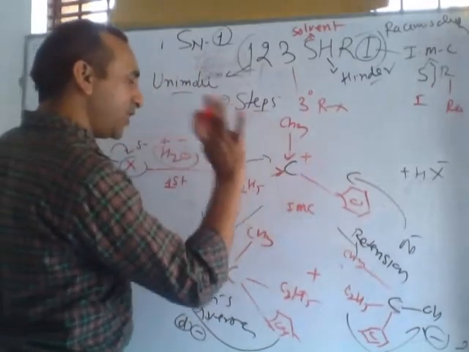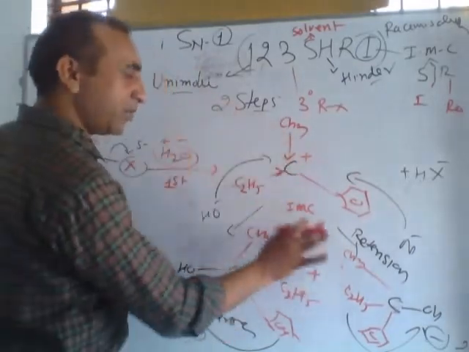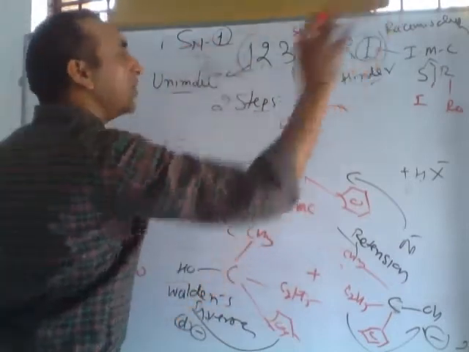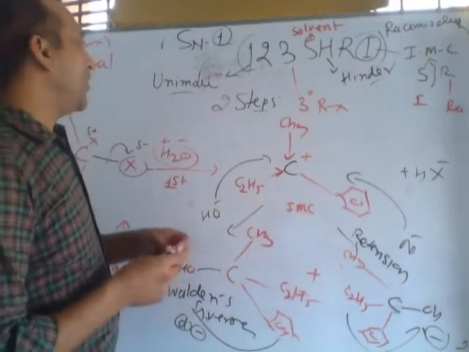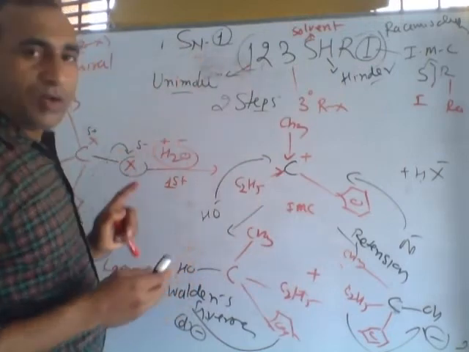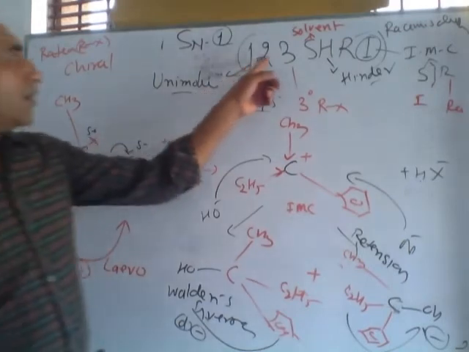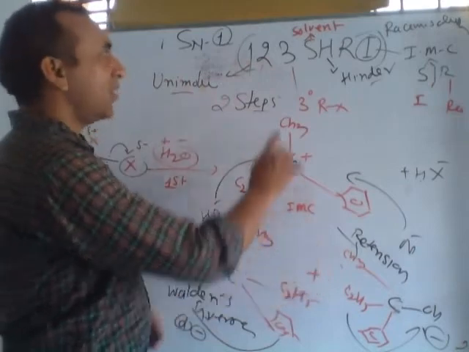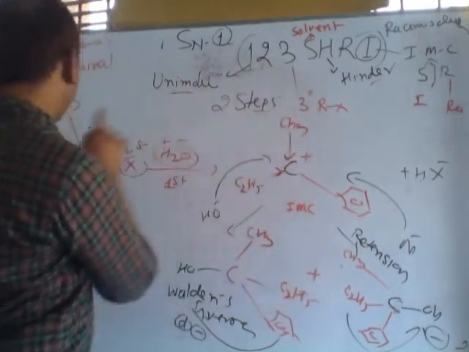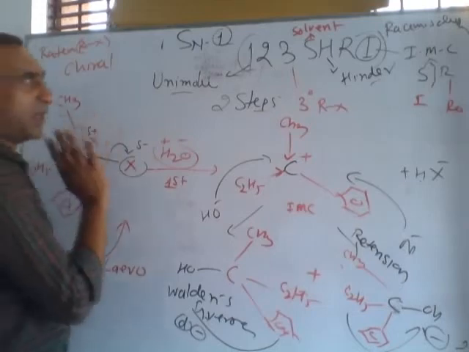This is the first step, a very slow step, and this is the second step, a very fast step. The rate does not depend on the fast step. I am repeating again speedily. 1, 2, 3, SHRI. 1 means SN1 is unimolecular. The rate depends on only the first molecule. Second, it happens in two steps, separate: a slow step and a fast step. It happens by tertiary. Tertiary RX gives a very fast SN1 reaction.